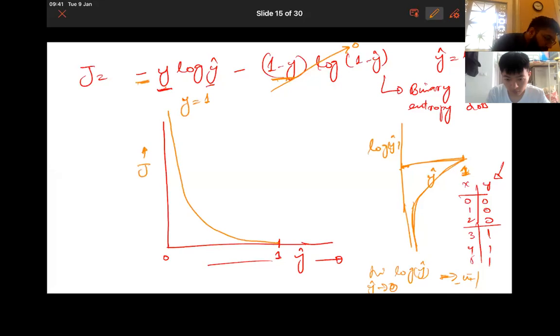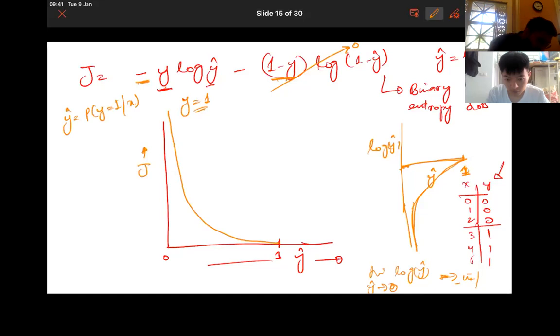So if y is equal to 1, what does y hat represent? Y hat represents the probability of y equal to 1 given x, right? If the actual label is 1, we want y hat to be 1 as well. We want y hat to be high, because if the true label is 1, we want our network to say that, yes, the probability of the label being 1 is high, right?